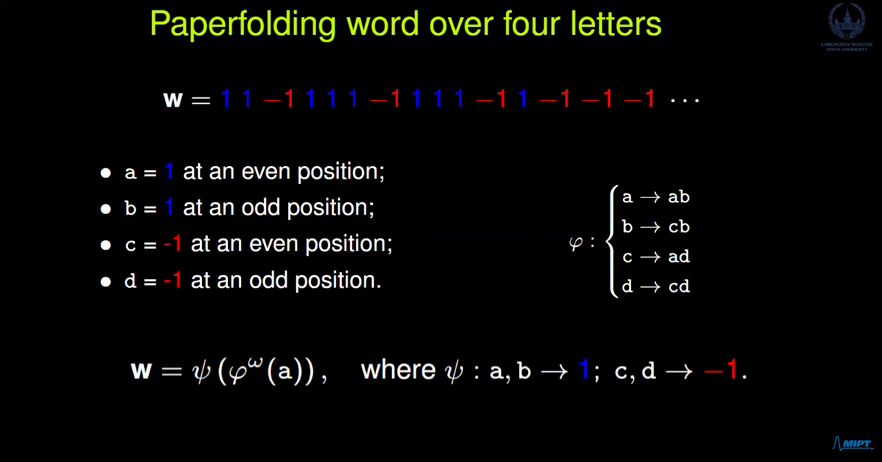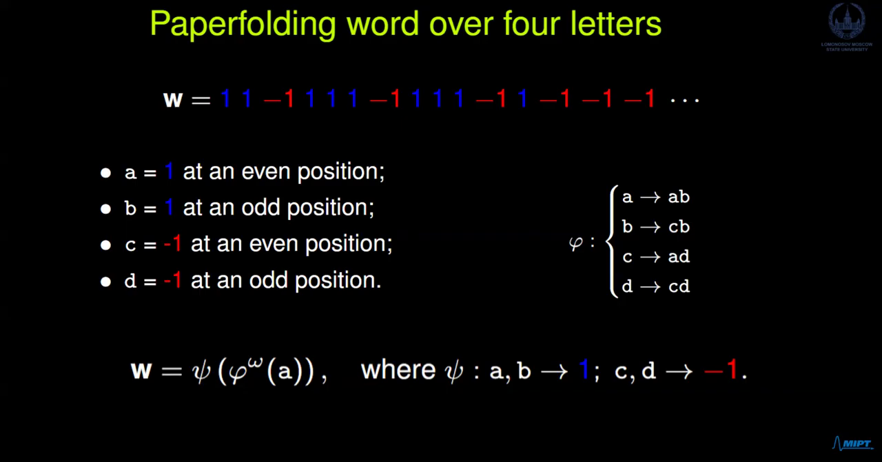Assignment to 4 letters. A represents 1 at an even position. B represents 1 at an odd position. C represents minus 1 at an even position. D represents minus 1 at an odd position. These assignments allow us to categorize the sequence based on both the value, 1 or minus 1, and the position, even or odd. But what about more substitution?